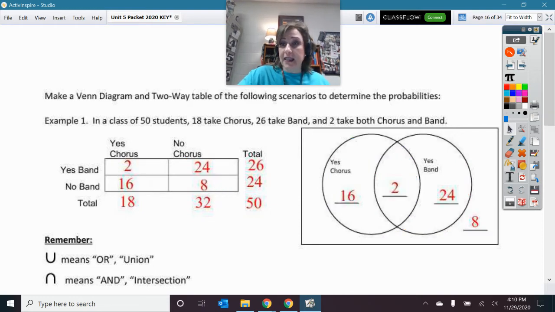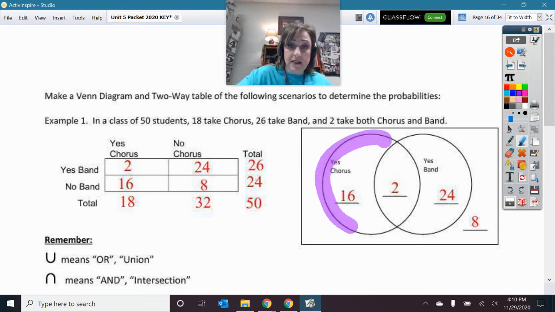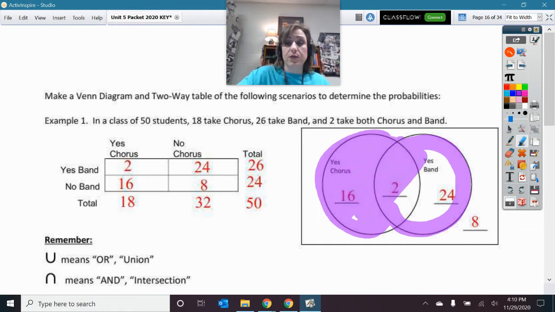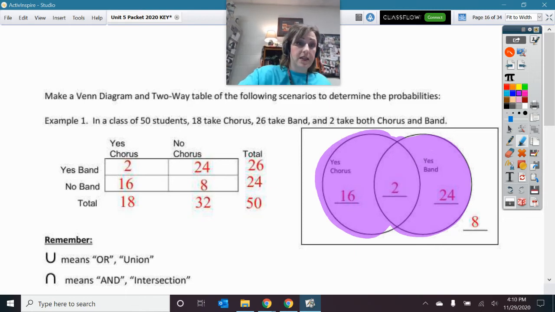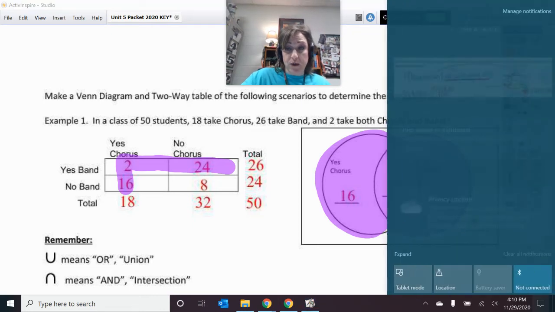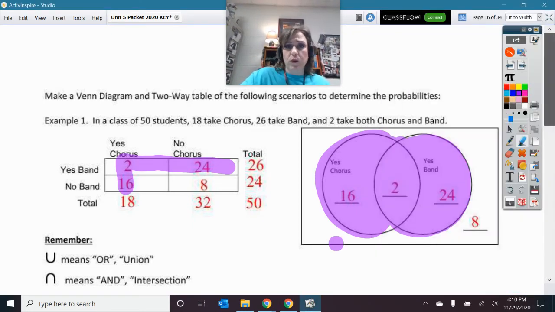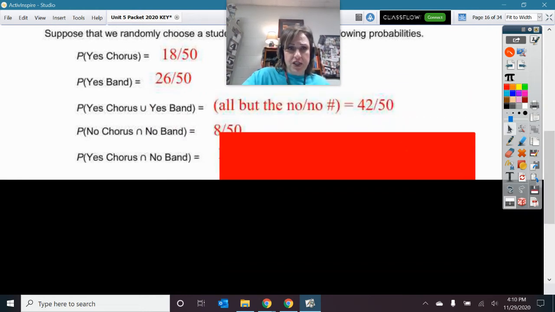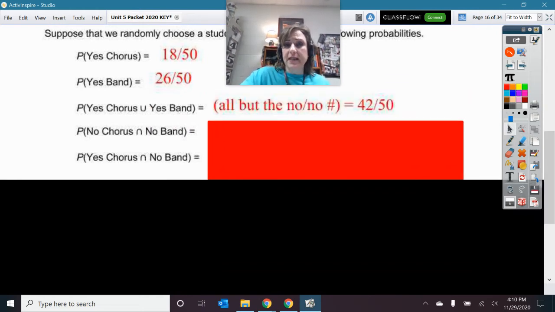So that's saying essentially all of this here, all of those, this or that or both. It's also this. And so you can add those together, and I believe you get 42. We'll address that general addition formula in a minute. So, yeah, all but the taking neither.